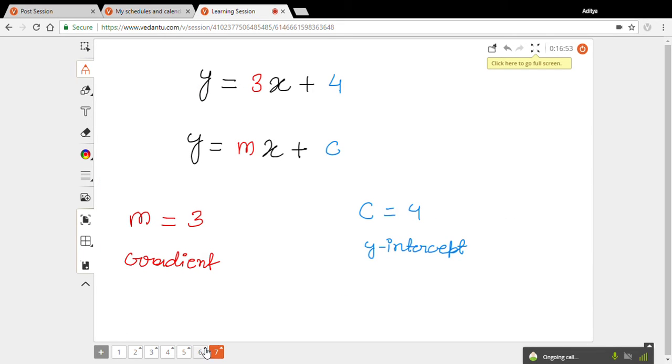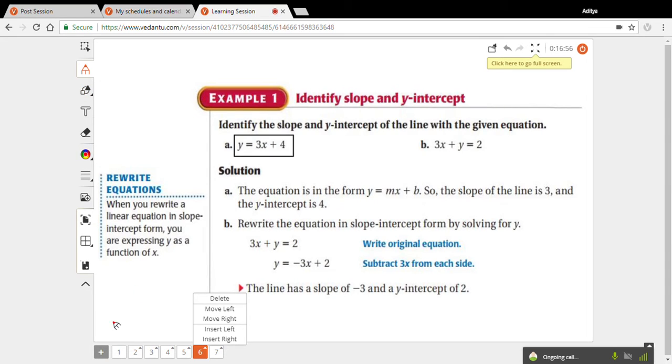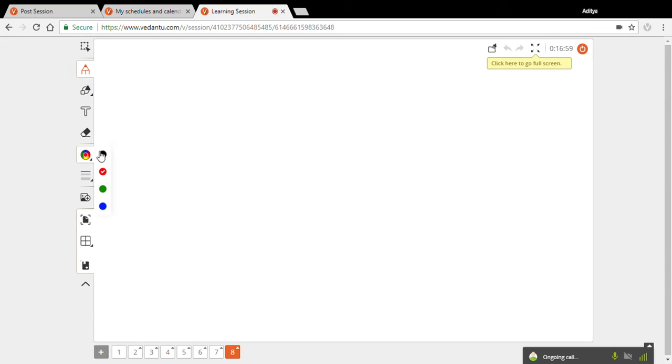Look at the next question. 3x plus y is equal to, let me first write it down, 3x plus y is equal to 2. How would you do that? You still need to identify the gradient and the y-intercept. You can make y the subject, exactly. The rest of the terms have to be transferred to the other side. So now we may write it as y is equal to negative 3 times x plus 2. It's still the same equation, but we transformed it.